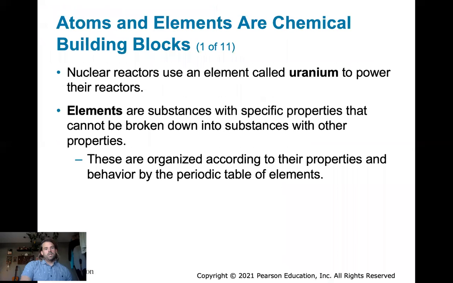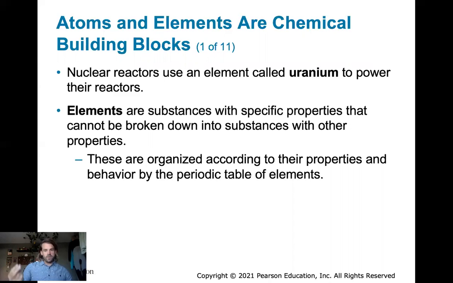Okay. So atoms. This is the first of 11 slides on atoms and sort of the elemental nature and the building block nature of atoms and elements. So nuclear reactors, bringing this back to our nuclear disaster issue, use an element called uranium to power their reactors. And now uranium is one of these elements that you can find on the periodic table.